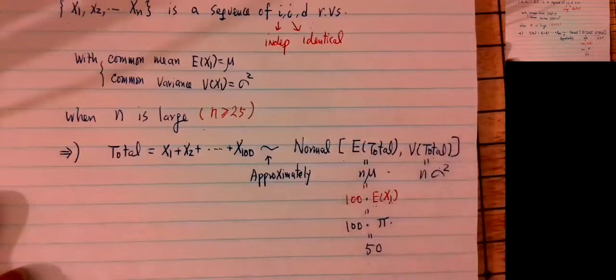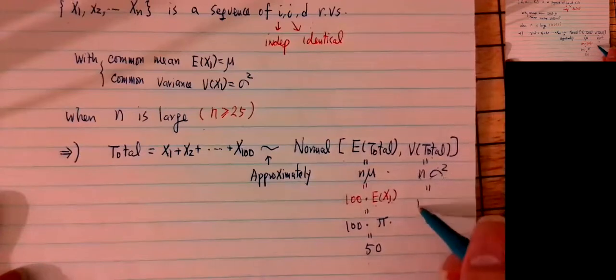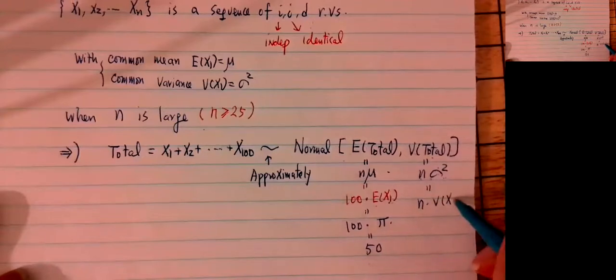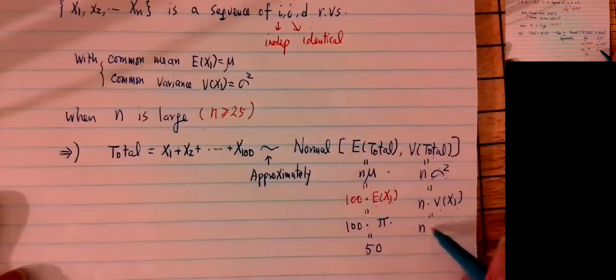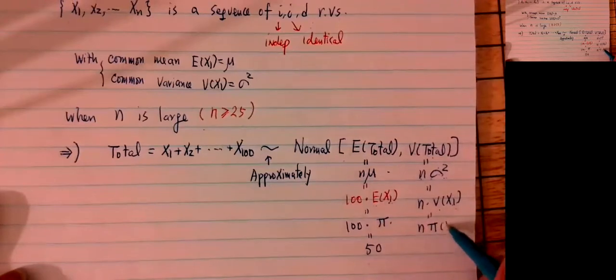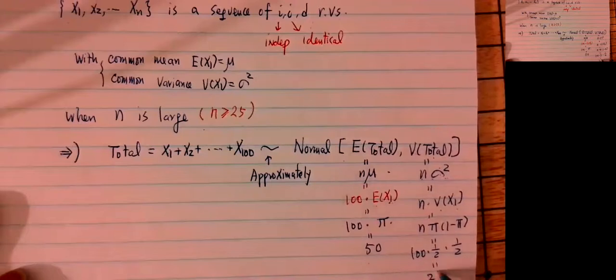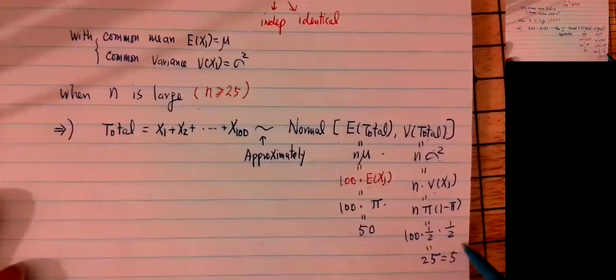And how about variance of sample total? N times sigma squared. We know sigma squared in our case is N times variance of X1. X1 is Bernoulli, so its variance is probability of success times failure. But since it's a fair coin, both equal to 1/2. So this is 25, okay? And 25 is 5 squared.